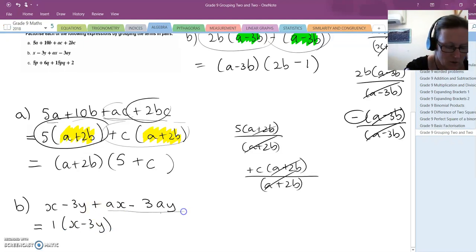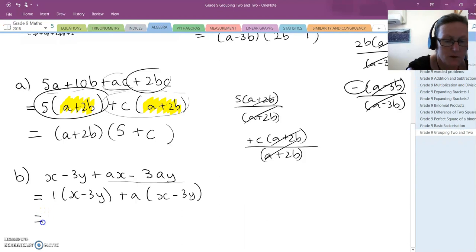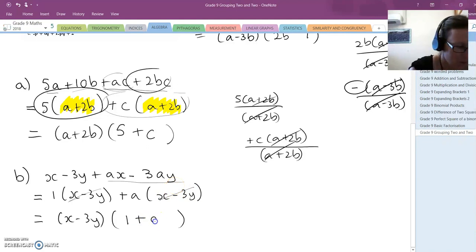Let's look at our next 2 terms. They both have an a. So I'm going to take out a positive a, and I'm left with x − 3y. Now we've got 2 terms. Let's look at what's in the brackets. What's in the brackets of each of those terms is the same thing, x − 3y. If I have taken the x − 3y out from the first term, I'm left with 1. And if I've taken the x − 3y out the front of the second term, I'm left with plus a.